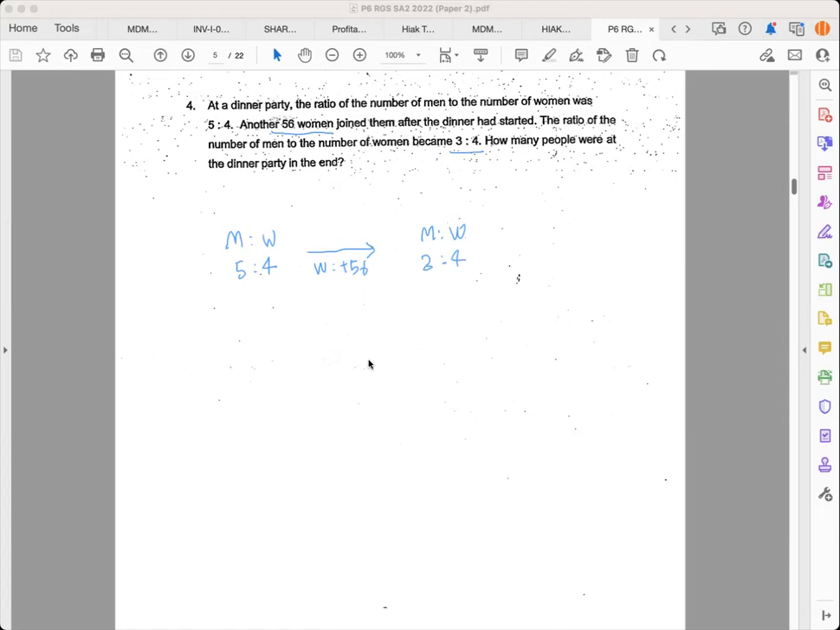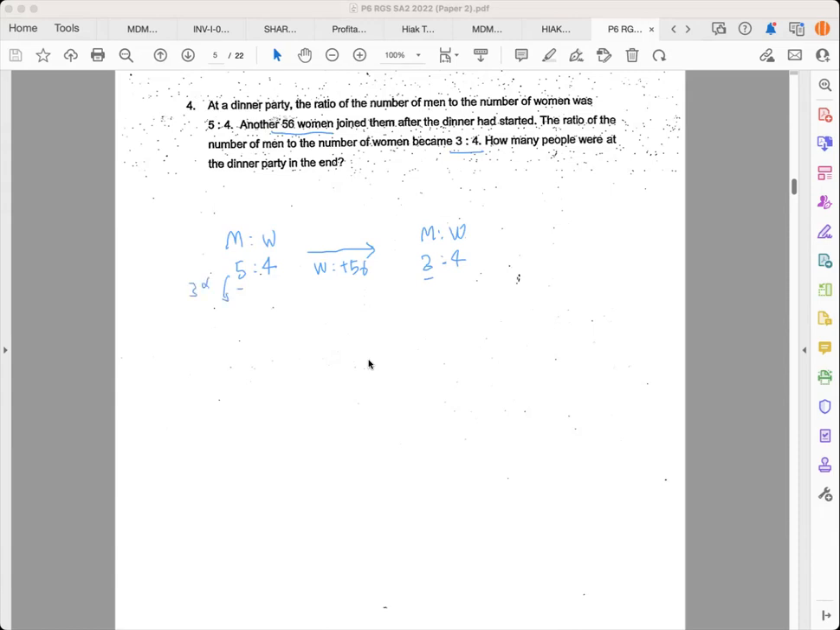So if I compare these two ratios, only the women have changed. 56 women joined, but nothing changed for the men. The men remain unchanged. Therefore, this value and this value should remain the same, therefore equal. So let's make it equal.